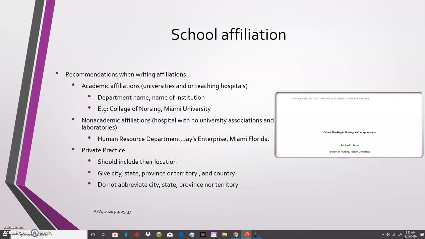Sometimes you have hospitals that are academically affiliated and some that are not. If the hospital has no university association or any kind of laboratory with it, then you write the name of the department, the name of the organization, and then the location. For private practices, you should include their location, the city, the state, the province or territory, and country, and do not abbreviate the city, state, province, nor the territory. You want to write it out.